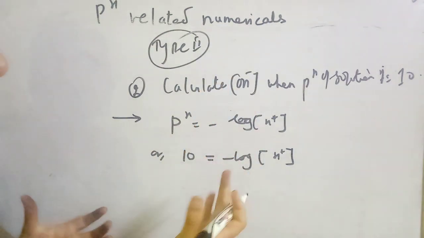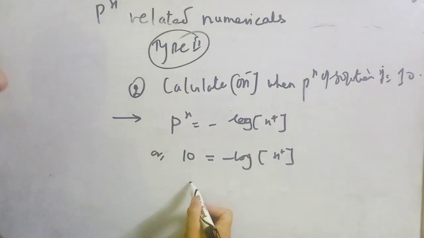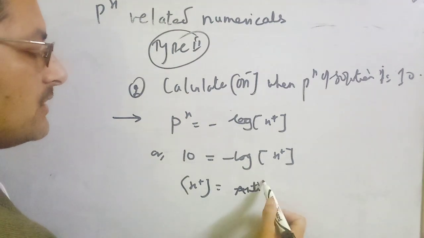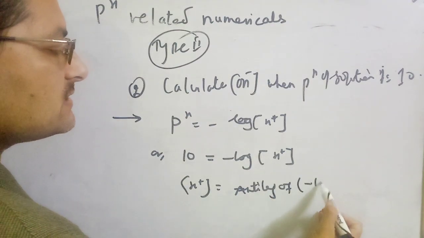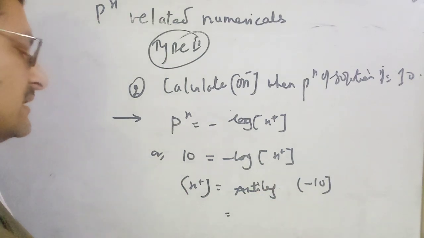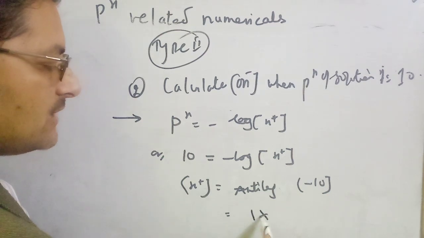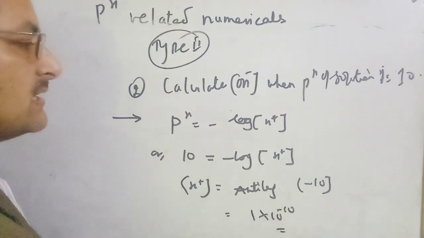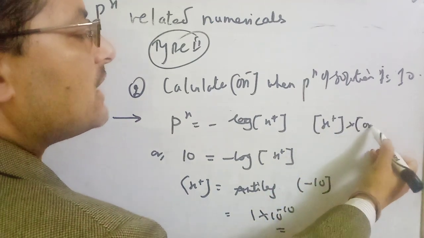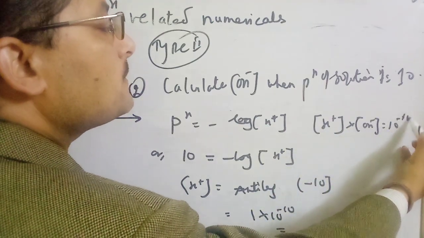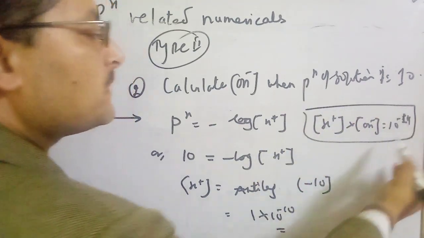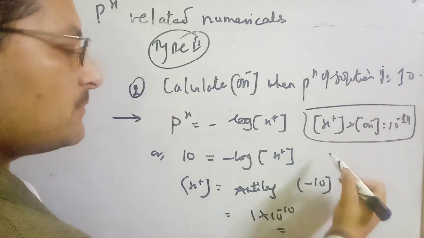Though you need to calculate hydroxide, you first calculate the H plus ion. So H plus ion equals anti-log of minus 10. Then you can calculate the H plus ion concentration. That will be equal to, I think, 1 into 10 to the power minus 10. So once you get H plus, the ionic product of water is H plus into hydroxide equals 10 to the power minus 14. This is the ionic product value. I have already discussed it in a previous video.